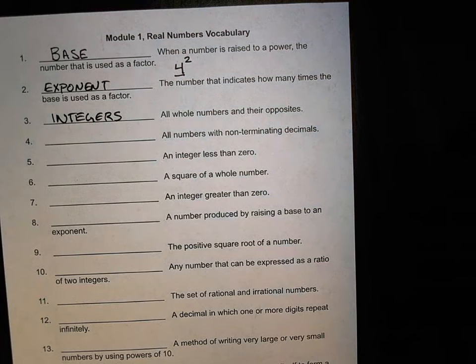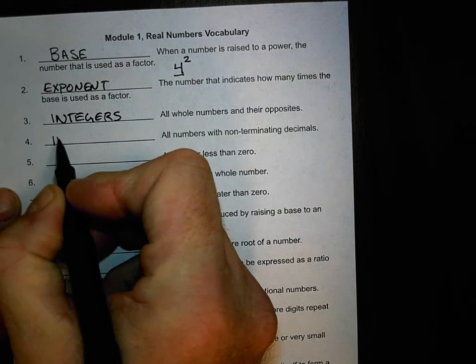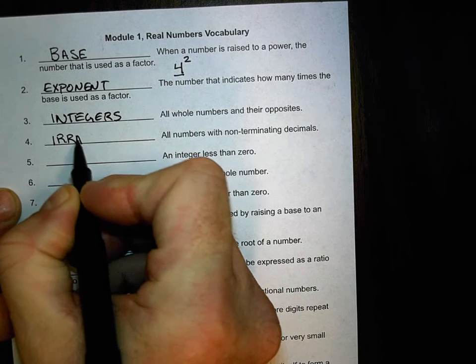What's all numbers with non-terminating decimals? Non-terminating means they go on and on. Irrational. They're irrational.